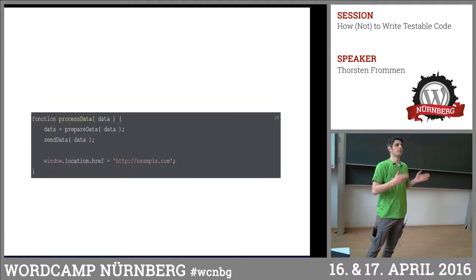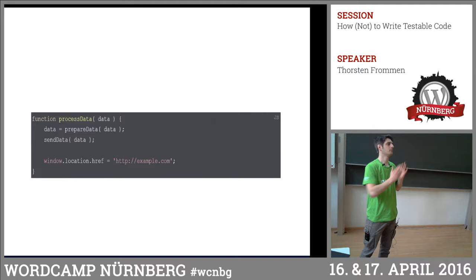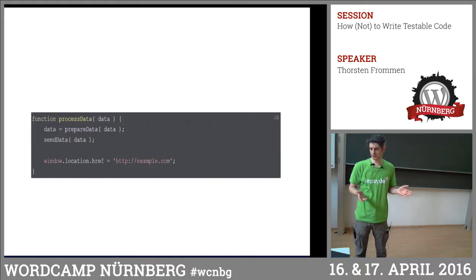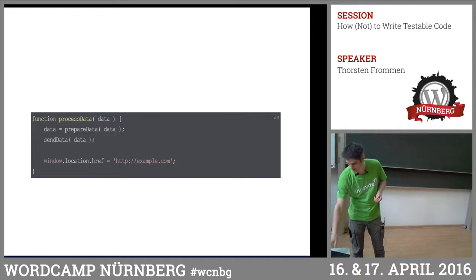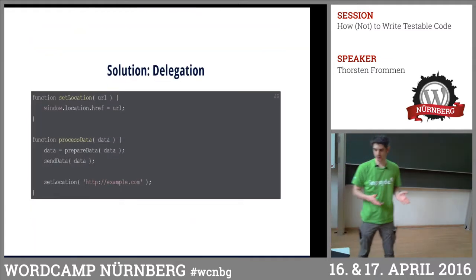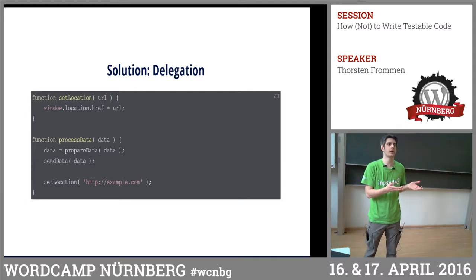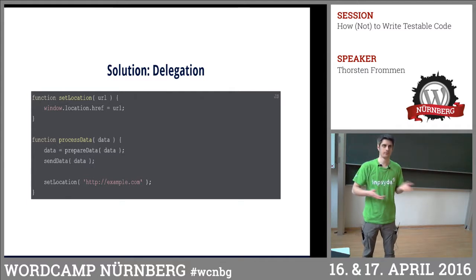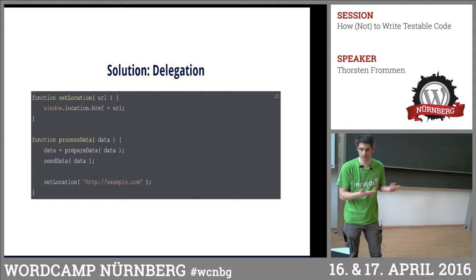This is a similar example in JavaScript. You want to process some data and then redirect the user somewhere. The problem here is, of course, you're actually being redirected, and if there are several tests going after that, you won't reach them. So the solution is just the same. You write another function which actually does the redirection, and you call that method, and you can overwrite your global, depending on where it tests, global.setLocation or window.setLocation. And you can test process data without actually redirecting.